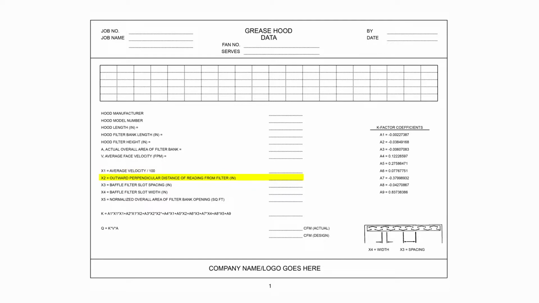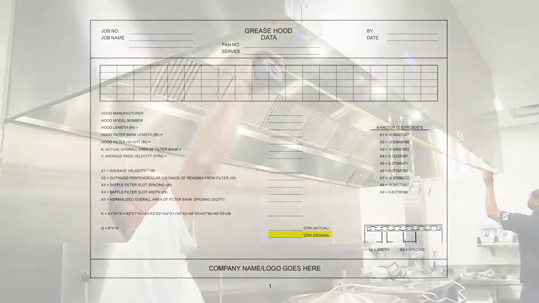x2 equals outward perpendicular distance of reading from filter in inches. x3 equals baffle filter slot spacing in inches. x4 equals baffle filter slot width in inches. x5 equals normalized overall area of filter bank opening in square feet. Design CFM taken from the hood submittal.